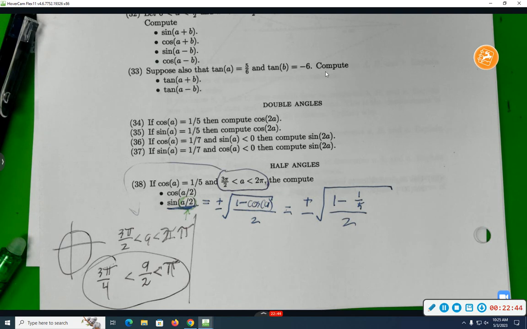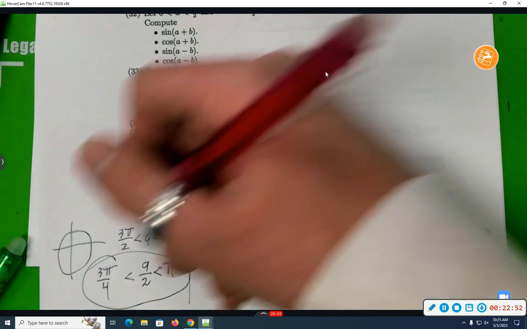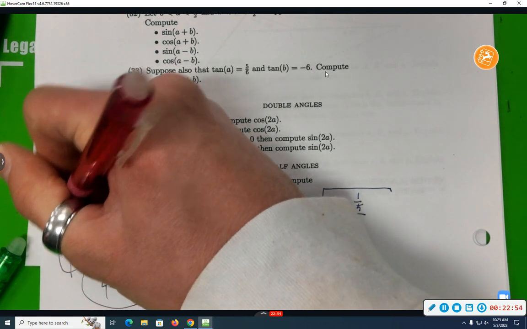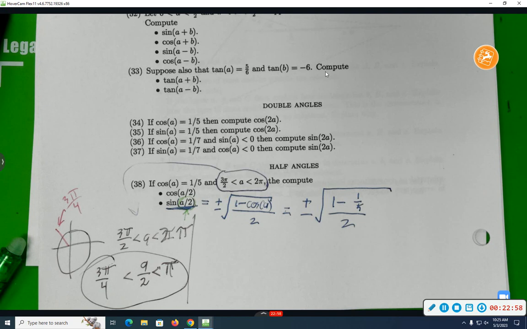Let's draw them out. Where does 3 pi over 4 live? Quadrant 2. 3 pi over 4 is in fact like halfway through quadrant 2. Where does an angle of pi live? Well, kind of. It's like at the threshold between quadrant 2 and quadrant 3.